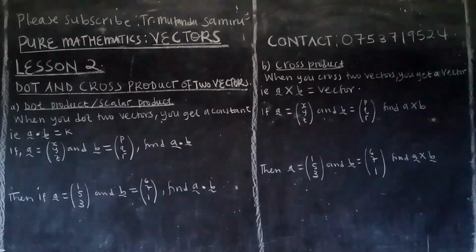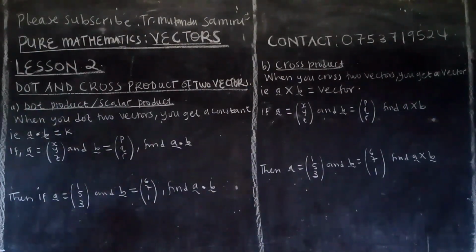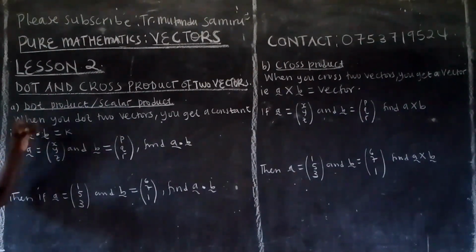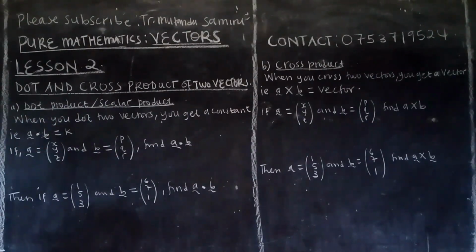All right, so we are in for vectors, and that is our lesson 2. Now, our lesson 2 is about the dot and cross product of two vectors. To begin with, let's start with part A, the dot product, or another name for it is the scalar product. It's because when you dot two vectors, we get a scalar.